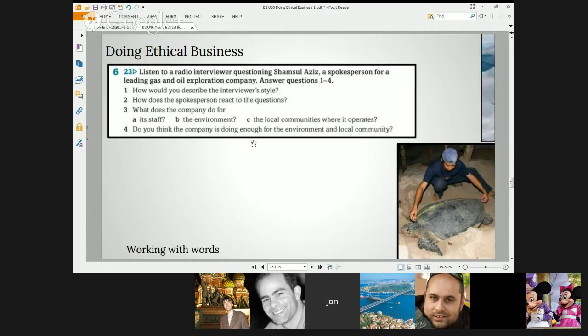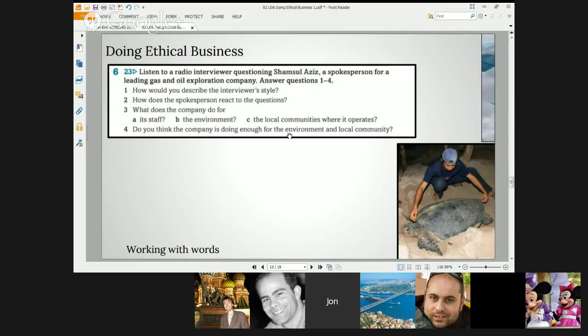João, can you read question number 1 for us, please? How would you describe the interviewer's style? Okay, that's kind of a strange question, but I guess they mean, is it formal or informal? And Yuki, could you read question 2? How does the spokesperson react to the questions? Okay, so we have to figure out what kind of response the person gives, because the questions could be a little tough. We'll find out in a second.